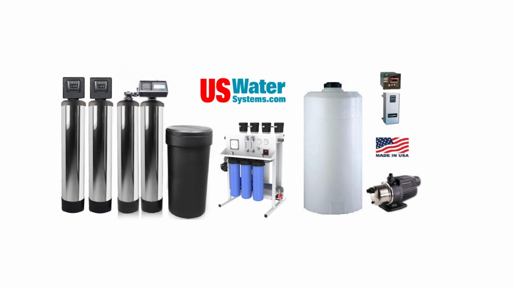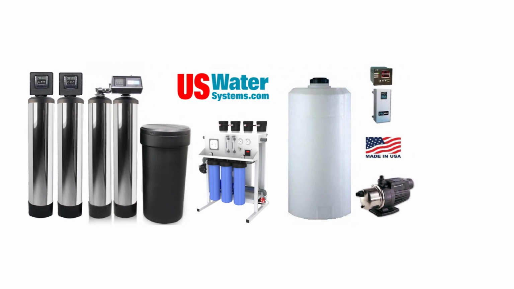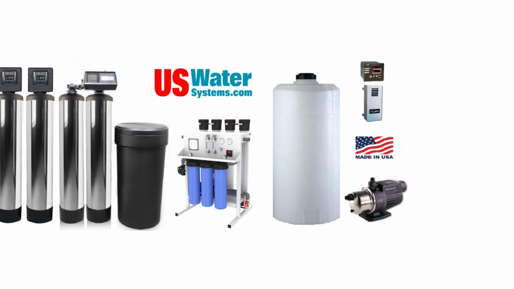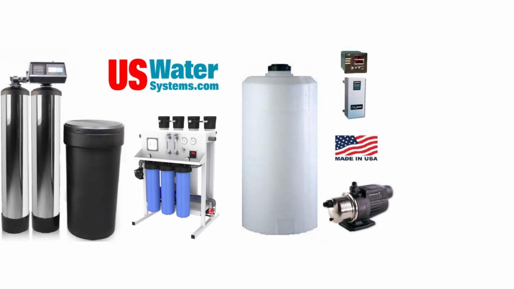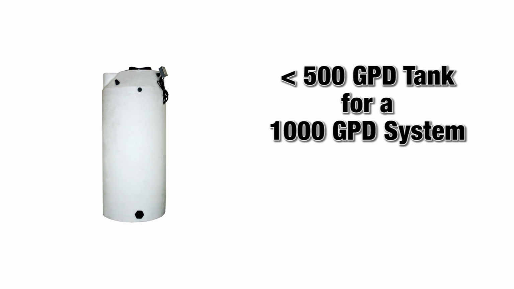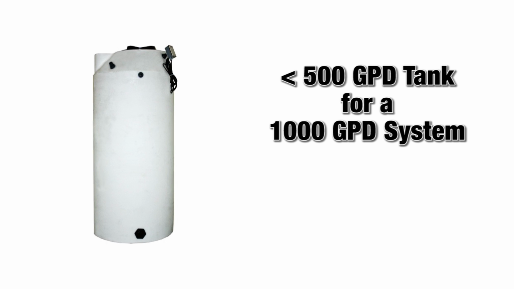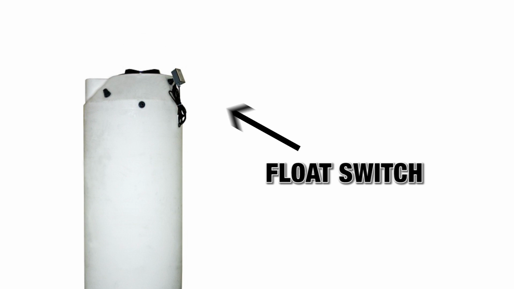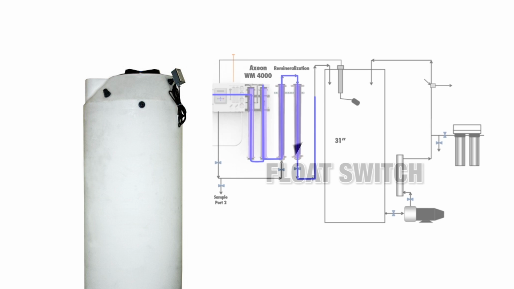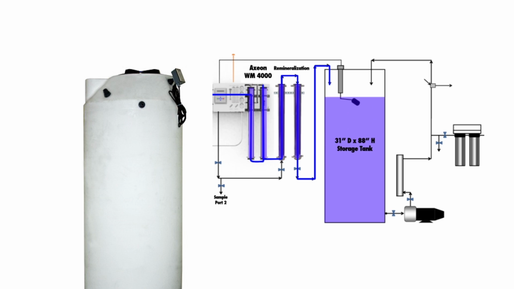After you decide the size of the reverse osmosis system, then you need a storage tank. Typically that storage tank may be equivalent to at least a half a day's supply. In other words, if you're using 1,000 gallons a day, you may want a 500 gallon storage tank. This tank has a float in it, so that when water is called for, the reverse osmosis system is going to kick on, fill that tank up, and then the float's going to shut it off.